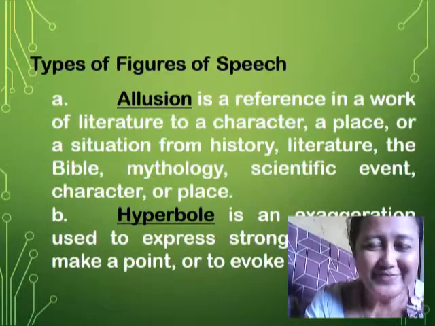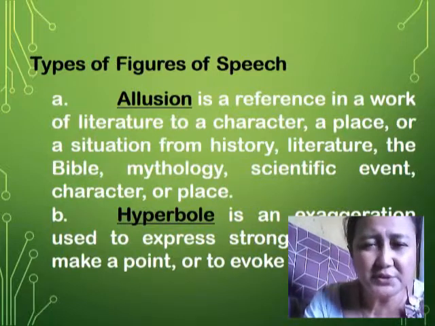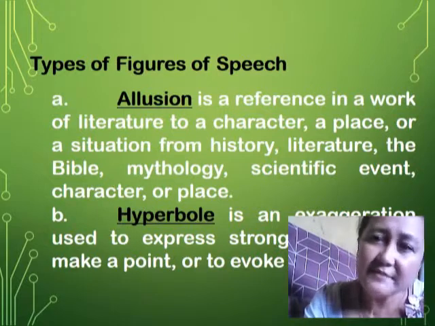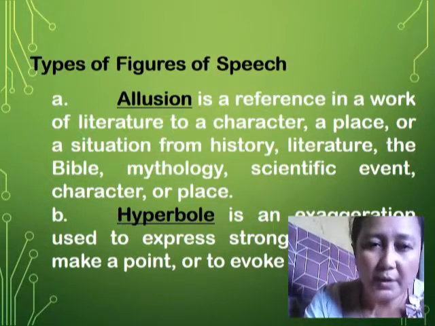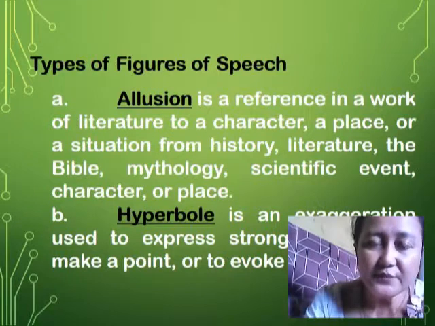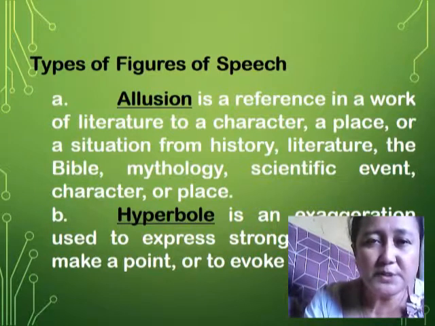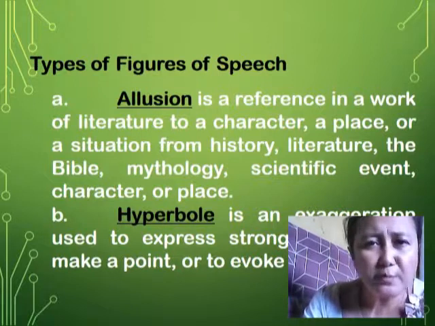allusion. Allusion is a reference in a work of literature to a character, a place, or a situation from history, literature, the Bible, mythology, scientific event, character, or place. So, for example, my composition, my Magnificat, it was an allusion to Mary's own Magnificat, when she was chosen by God to be the mother of the Most High, Jesus Christ.